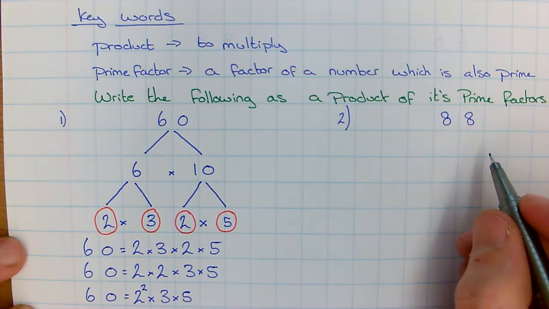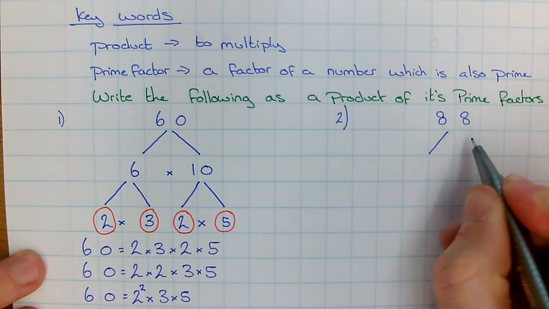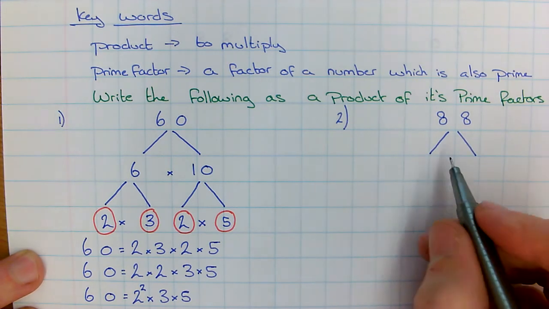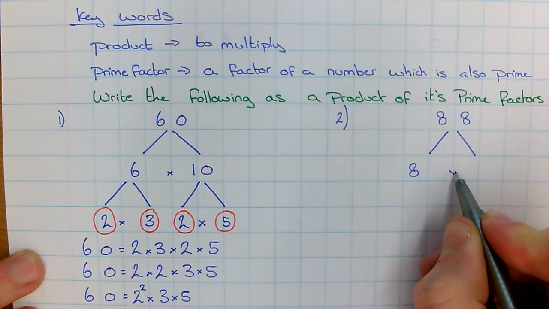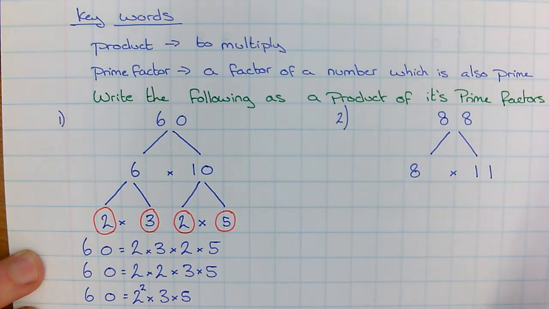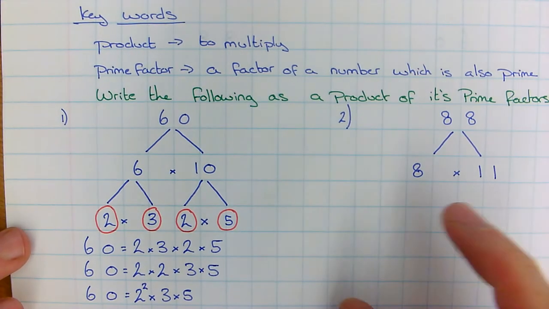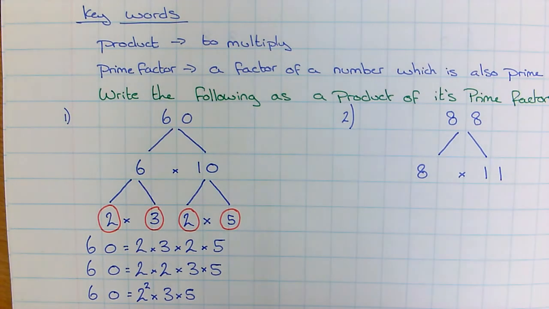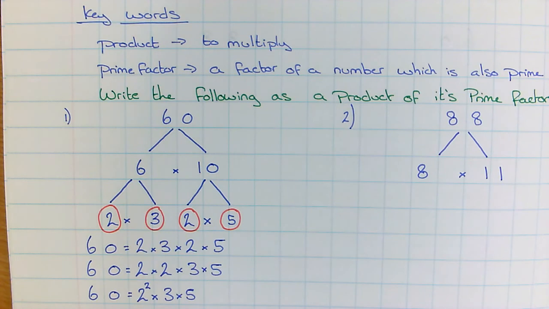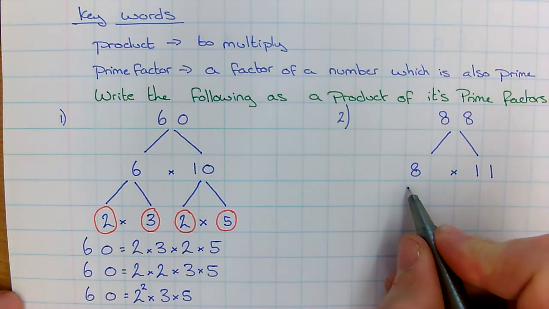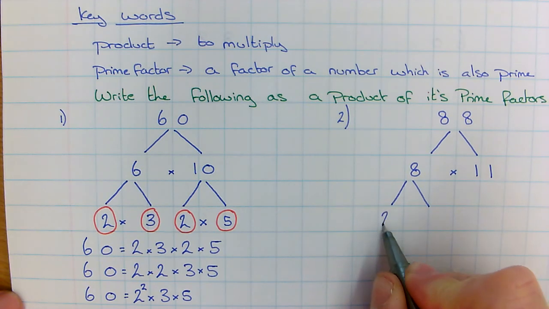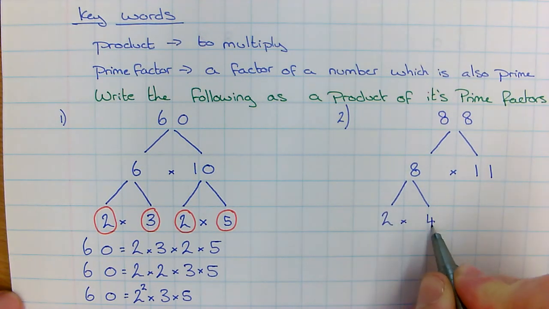This time we've got 88. So two branches coming off. I want two numbers that multiply together to make 88. I'm going to go 8 times 11. Now it doesn't matter which two numbers you choose to start with. I could have gone 2 and 44. You will get the same answer at the end. You will get the same numbers circled if you go a different route. 8 is not prime, so it needs two branches coming off it, which is 2 times 4.